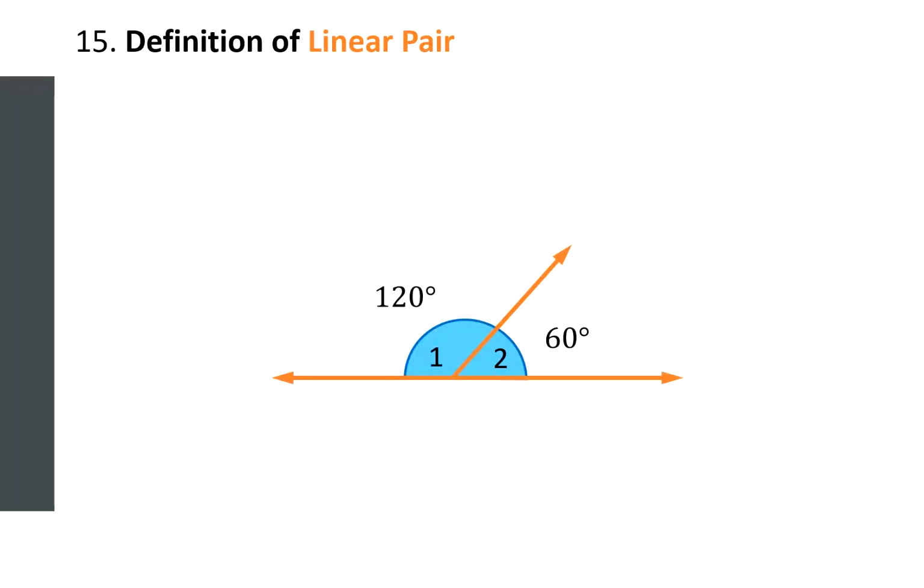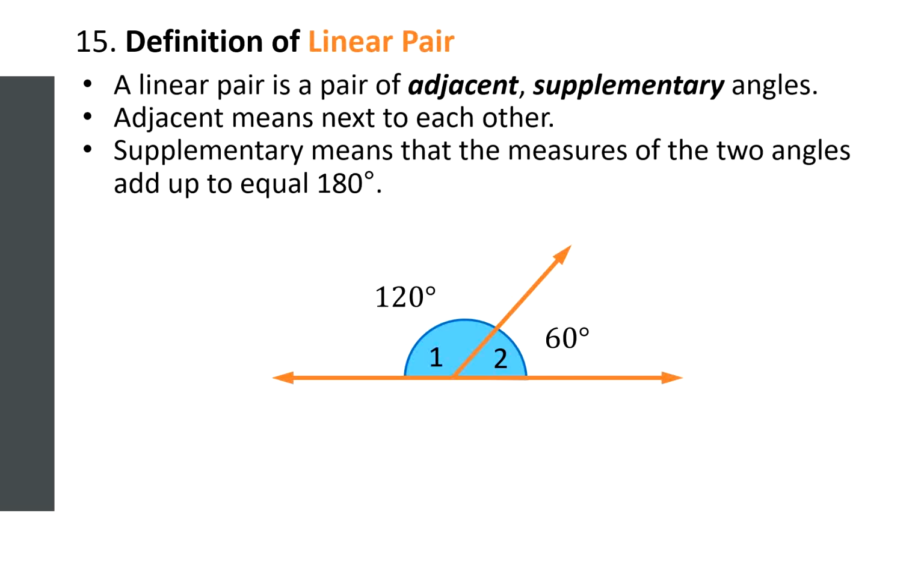Definition of linear pair. So, ano pa pag sinabi nating linear pair? So, a linear pair is a pair of adjacent supplementary angles. So, pair, ibig sabihin, dalawang angle na kung saan adjacent. Adjacent means next to each other, magkatabi. Supplementary means, ibig sabihin, yung dalawang angles pag pinag-add mo ay equal sa 180 degrees. Just like dun sa figure natin. So, yung figure natin, adjacent. At the same time, supplementary. Dahil pag in-add natin, 120 plus 60 is equal to 180. So, ito yung linear pair.